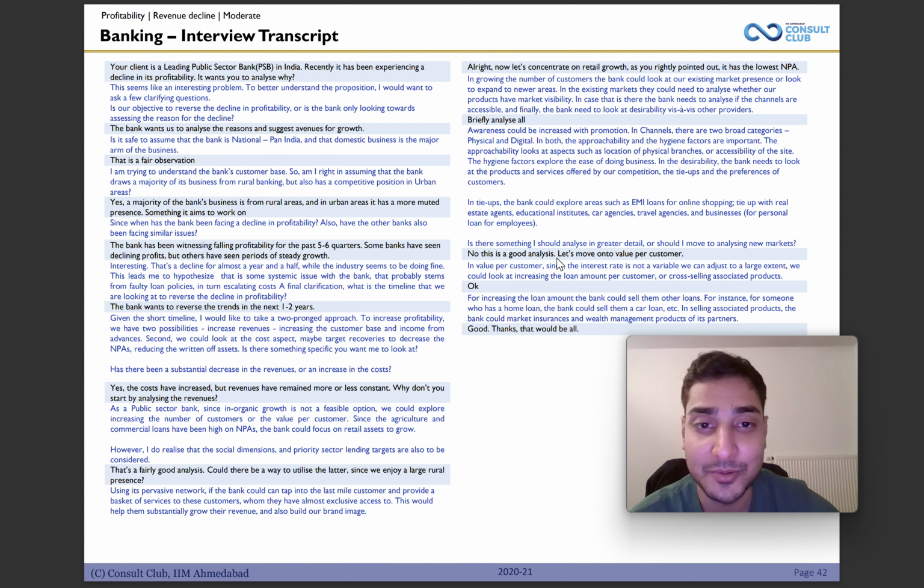In value per customer, since the interest rate is not a variable we can adjust to a large extent, we could look at increasing the loan amount per customer or cross-selling associated products. For increasing the loan amount, the bank could sell them other loans. For instance, for someone who has a home loan, the bank could sell them a car loan, etc. And selling associated products, the bank could market insurance and wealth management products to its partners. Good, thanks. That would be all.